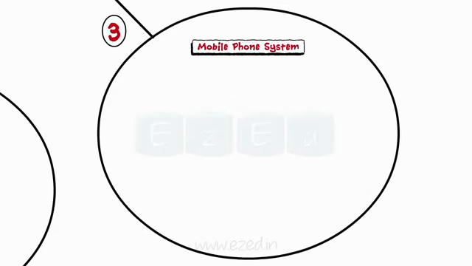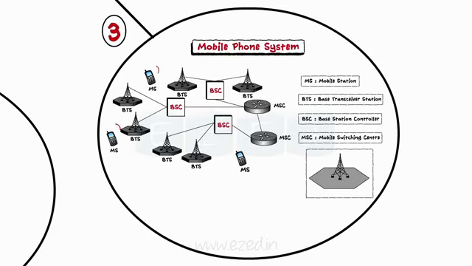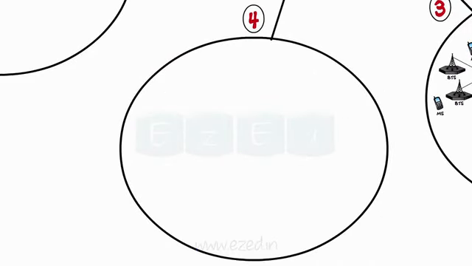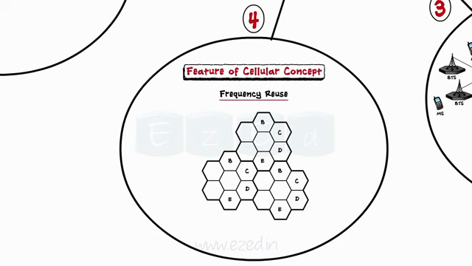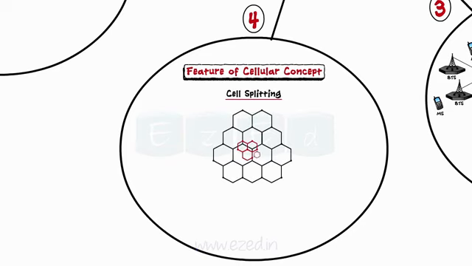Whenever a call is initialized, a signal follows the sequence: MS to BTS, BTS to BSC, BSC to MSC of Area 1, from MSC1 to MSC of Area 2, from MSC to BSC, from BSC to BTS, and from BTS to the receiving MS or user. Next, we studied two features of the cellular concept: frequency reuse, in which the same set of frequencies are used for radio channels located in different areas, and cell splitting, where each cell is divided into smaller cells known as microcells.